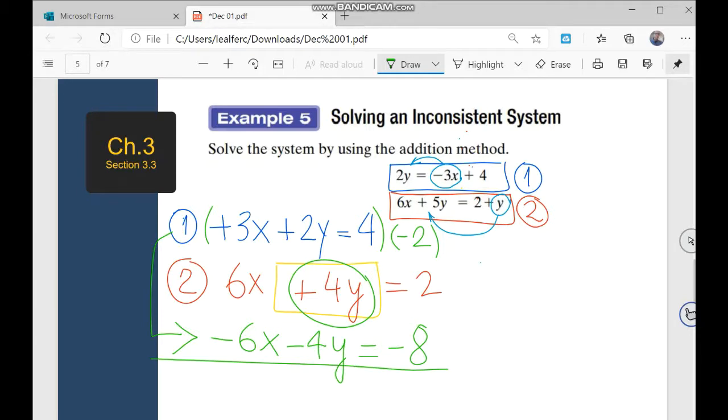Now let's add equation number 1. This is equation number 1 that I multiplied. Add with equation number 2. So add here negative 6x plus 6x, 0. Negative 4y plus 4y, 0. And 2 minus 8, negative 6.